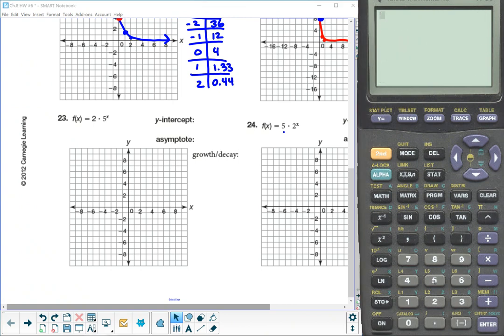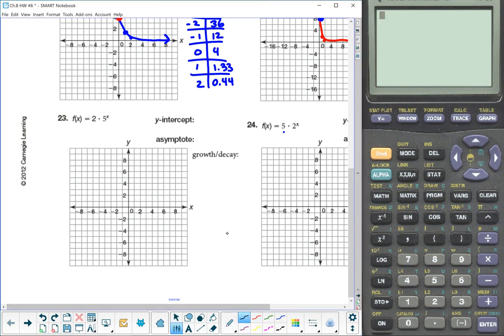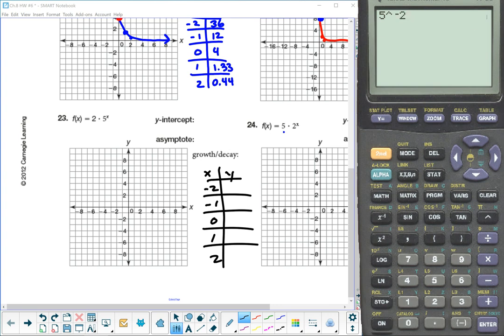Okay, so we're going to go ahead and use the 5 to the x power. We can do most of this. So x and y: -2, -1, 0, 1, 2. So 5 to the -2 is 0.04, and we got to times it by 2. So times it by 2 gets 0.08, excuse me. Okay, we put -1 in there.